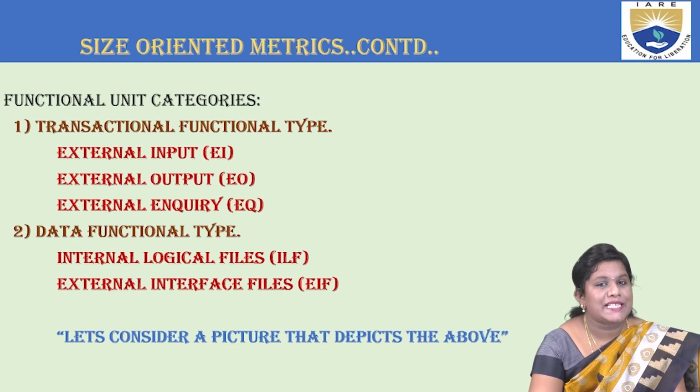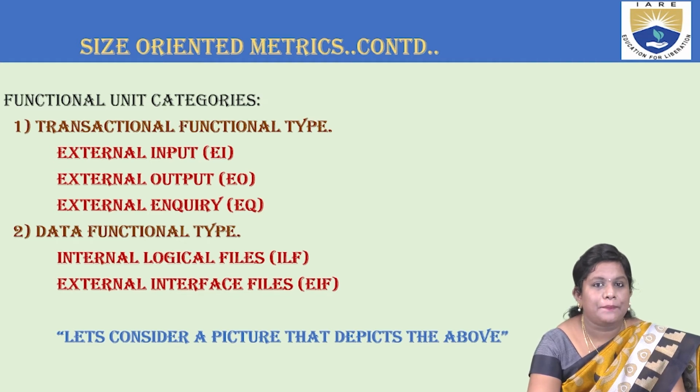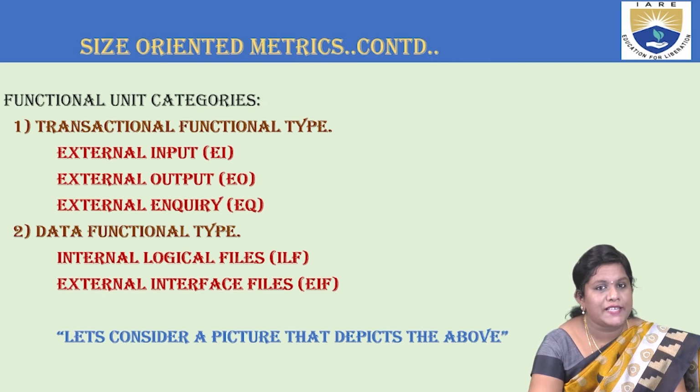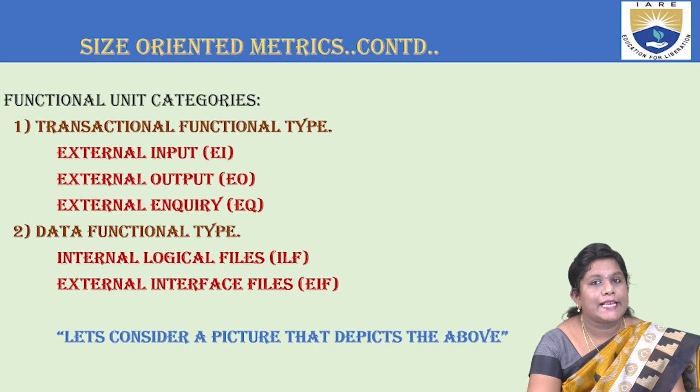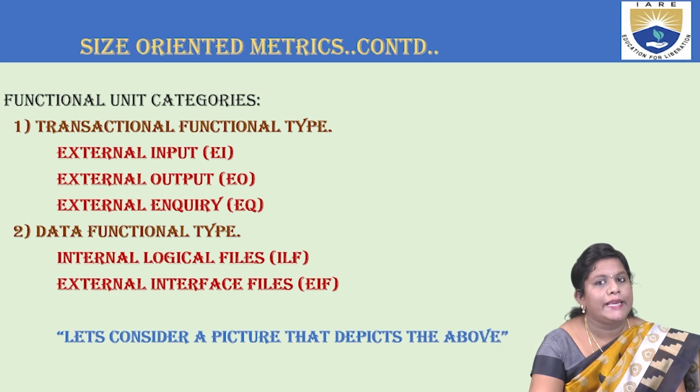So when you say transactional functional type, you are trying to apply some kind of transaction, right? For example, crediting, debiting, different types of actions that are being performed are called transactions or tasks. So transactional functional type includes input, output, and enquiry, that is external input, external output, external enquiry. In short, they are EI, EO, and EQ.